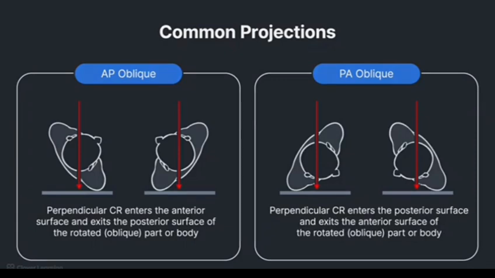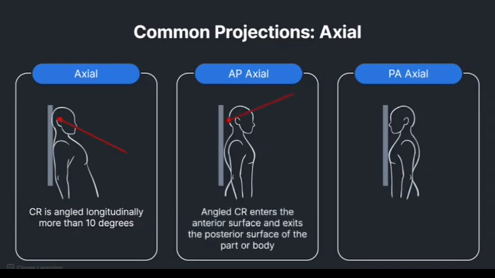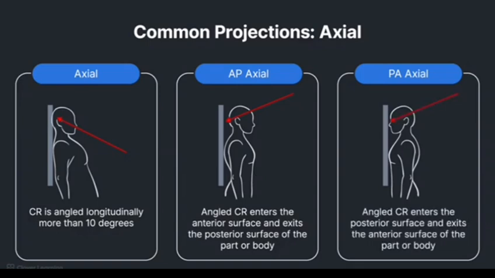Axial. CR is angled longitudinally more than 10 degrees. In rare instances, the body part may be angled instead of the CR. AP axial. Angled CR enters the anterior surface and exits the posterior surface of the part or body. PA axial. Angled CR enters the posterior surface and exits the anterior surface of the part or body.